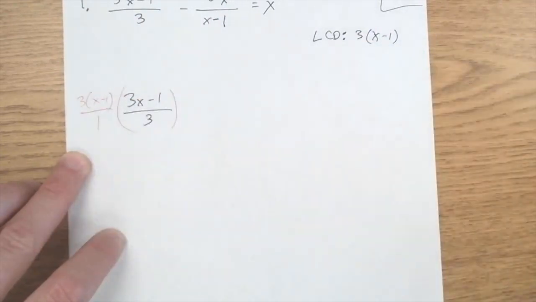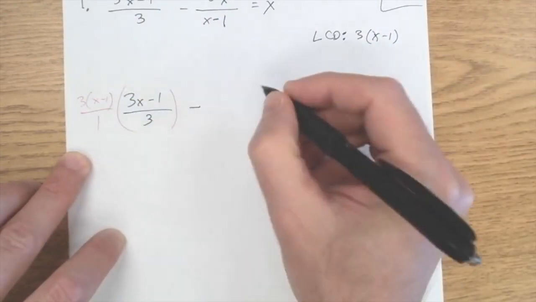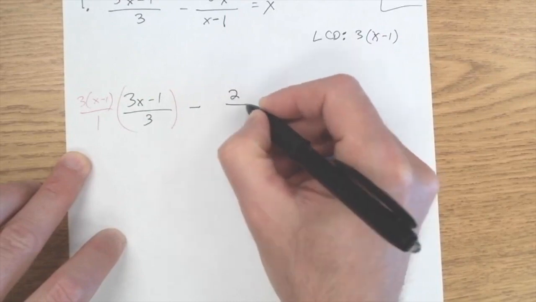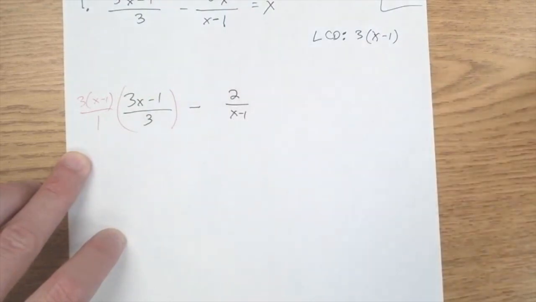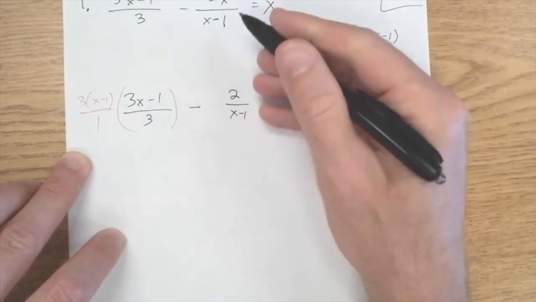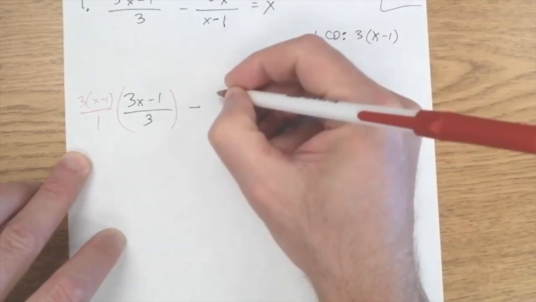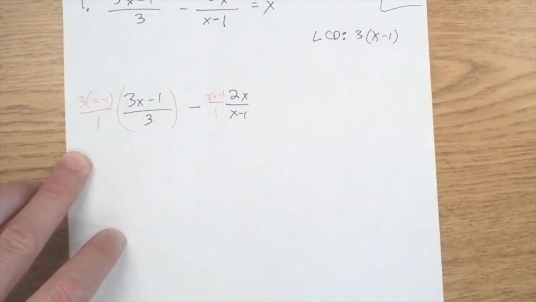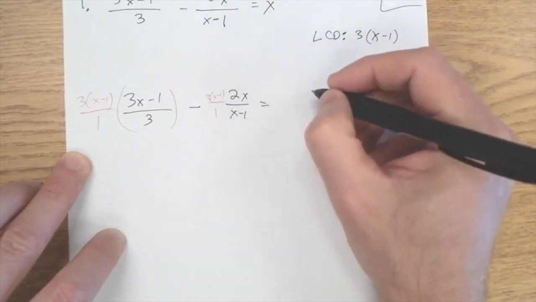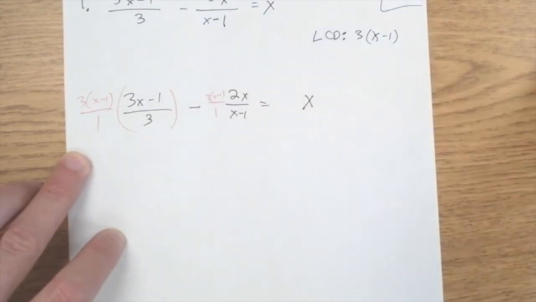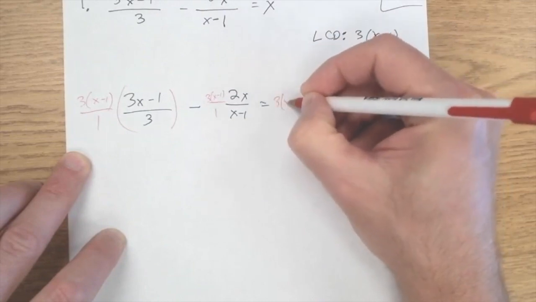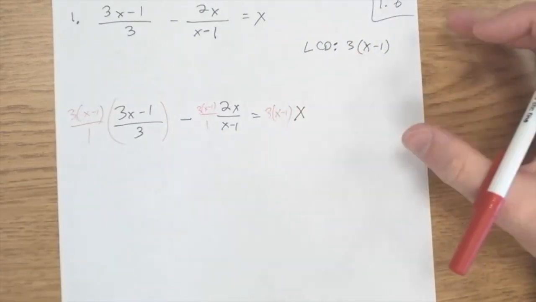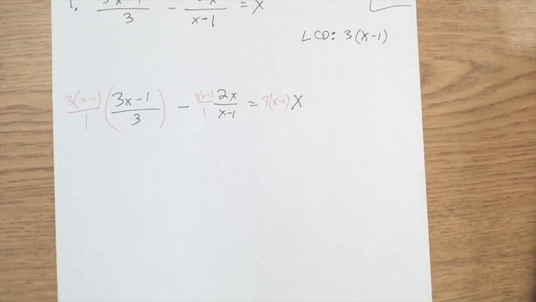And since it's not a fraction, I'm going to just put it over 1. So that should be 2x. And even the other side that doesn't already have a fraction, I'm still going to multiply that by 3 times x minus 1.